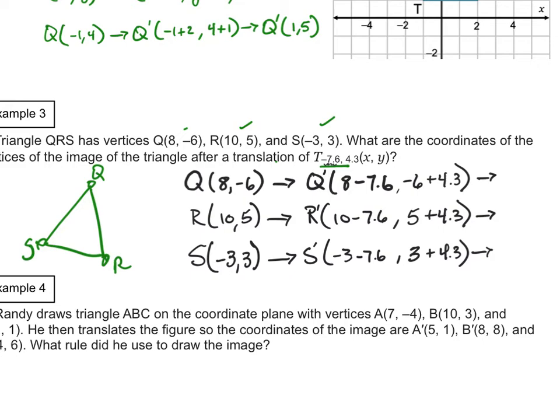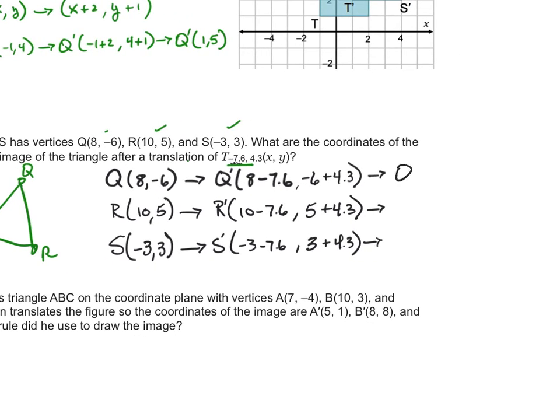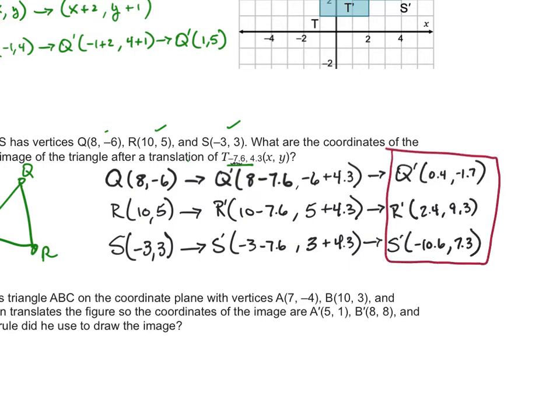I can do the math now to simplify. So my Q prime is going to become, my new X value is going to become 0.4, and the Y is going to be negative 1.7. The R prime is going to be 2.4, and the Y is going to be 9.3. And then the S prime is going to be negative 10.6, and the Y is going to be 7.3. So these are my new image vertices of my lunar locations. I did not need to use the coordinate plane, and it would have been very difficult having those decimals to get it exact.